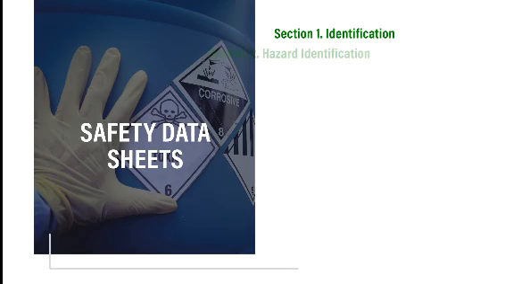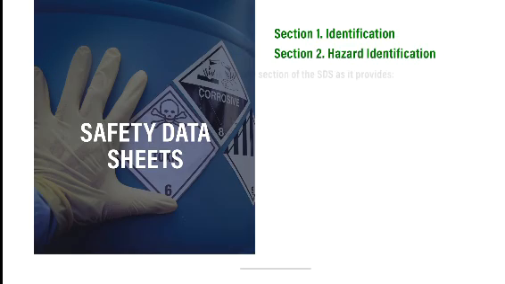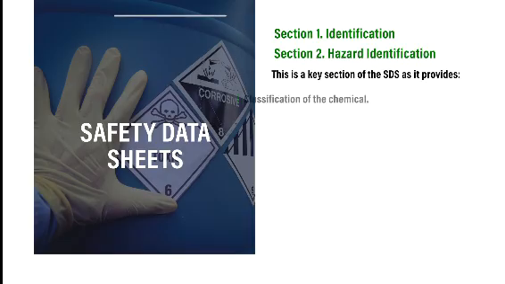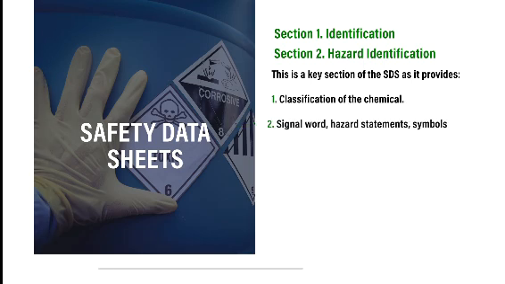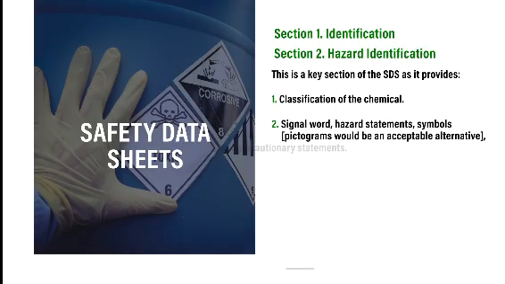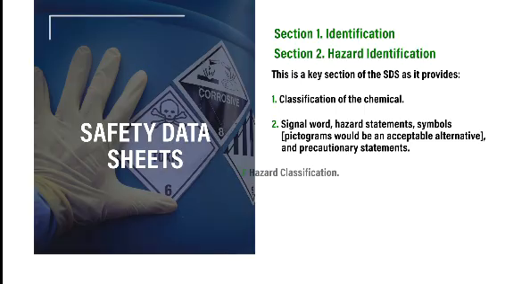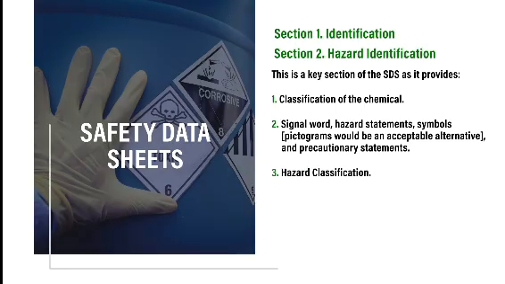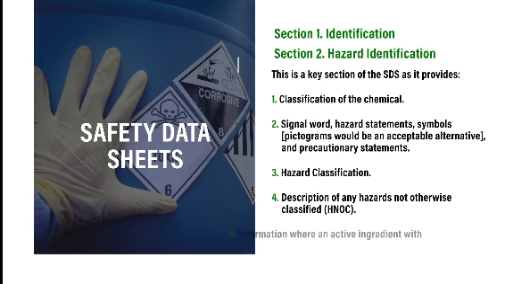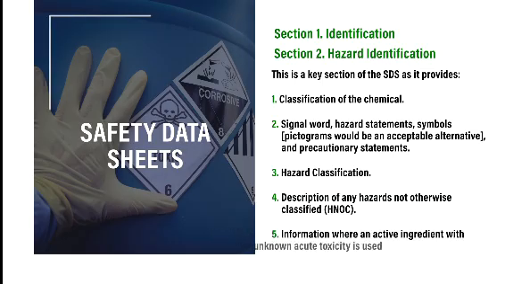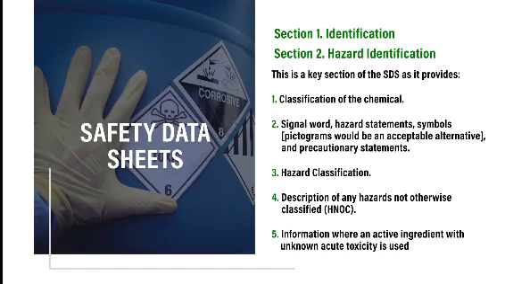Section 2. Hazard identification. This is a key section of the SDS, as it provides: Number 1. Classification of the chemical. Number 2. Signal word, hazard statements, symbols or pictograms, and precautionary statements. Number 3. Hazard classification. Number 4. Description of any hazards not otherwise classified. Number 5. Information where an active ingredient with unknown acute toxicity is used.